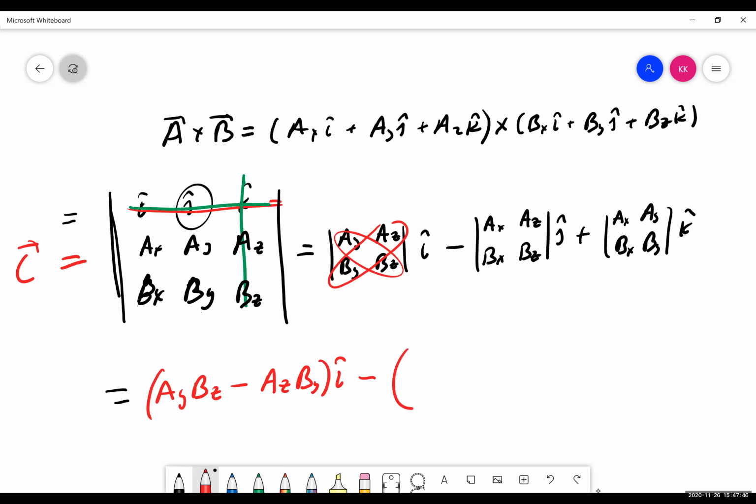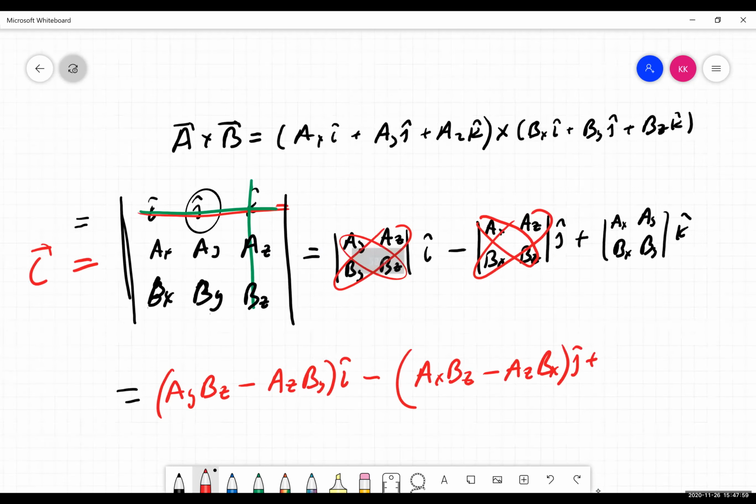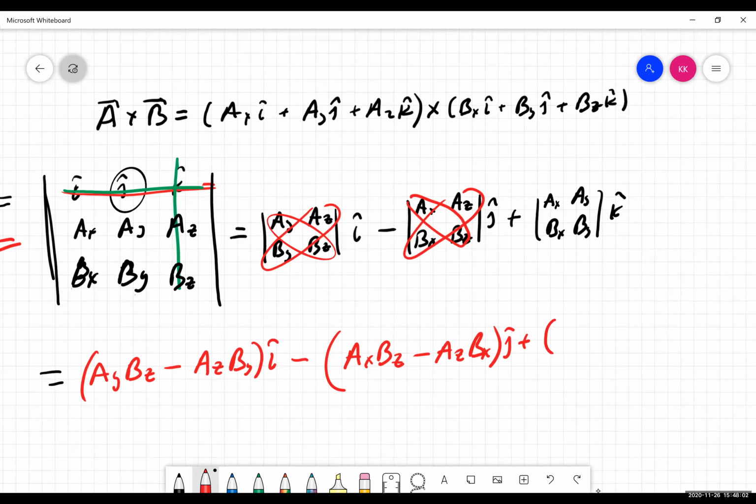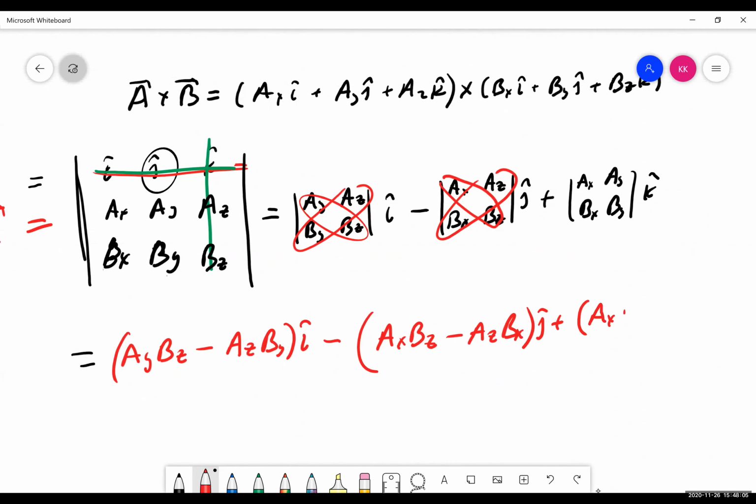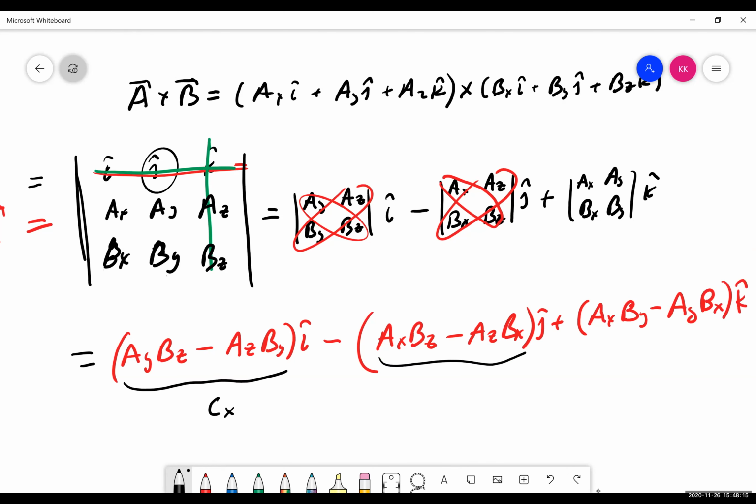Then minus, same thing I do for the second one. So the AX, BZ, right? So the product of those minus the product of these two. Then AZ, BX, J hat. Then plus AX, BY minus AY, BX, and that's my K hat. That means this is what the CX component is. This is for the CY, and this is for the CZ. That means the X, Y, Z components of my resultant vector C.